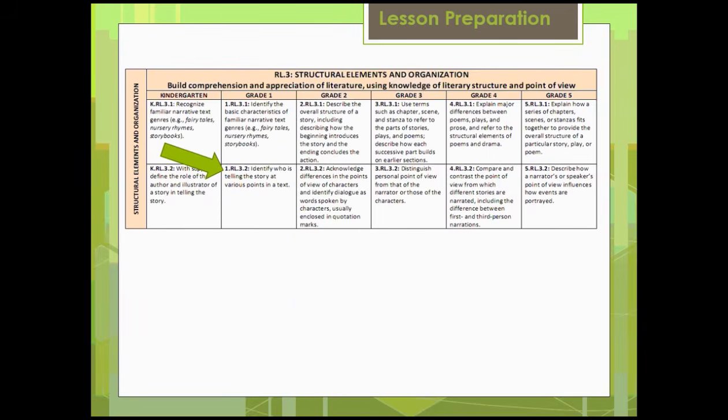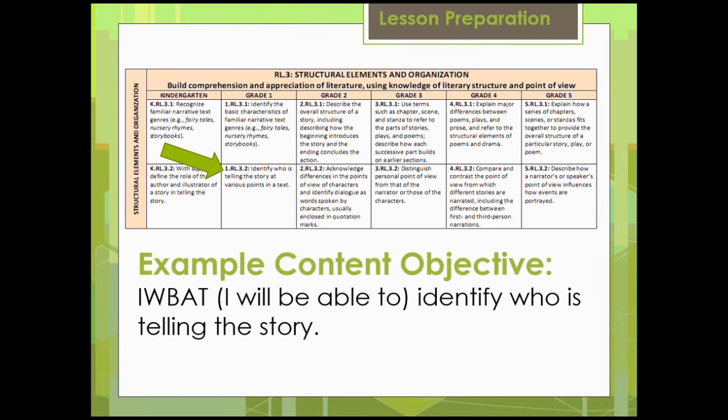On the next few slides, we're going to take a look at different grade level academic standards and what an example content objective would look like. So for this example, let's take a look at grade 1. I'm going to look at 1RL32. Identify who is telling the story at various points in a text. That is the Indiana Academic Standard. Now, how do I take that language and make it kid-friendly for my students? My objective might look something like this. I will be able to identify who is telling the story.